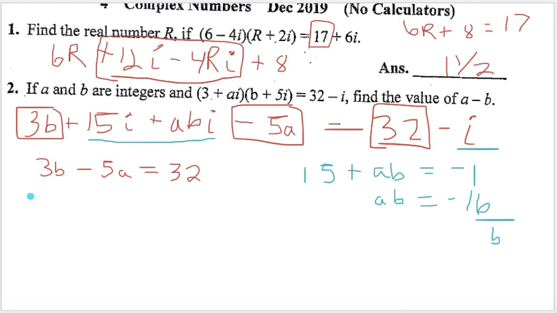So now this equation becomes 3b minus 5 times -16, which is 80. But it's negative times negative, so I can make this a positive 80 over b. I just substituted in for a. I took the -16 over b and plugged it in for a. That equals 32. Still a mess.